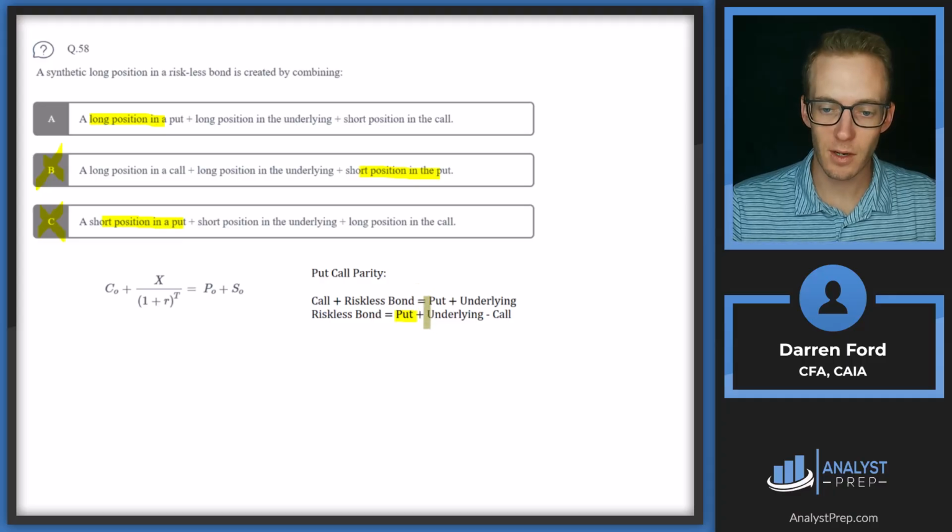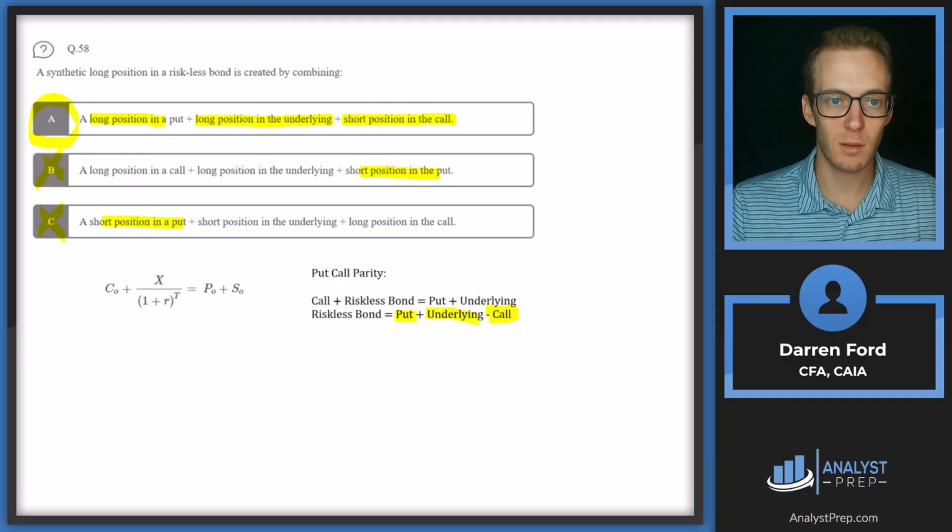Then we've got plus the underlying, so the underlying is also going to be a positive value, so we're going to be long the underlying, which looks good so far with A still. And then for the call, we've got negative call, so that means we're going to be short the call to make this riskless bond, which looks like we are. So we're going to go with A, long put plus long underlying plus short call.